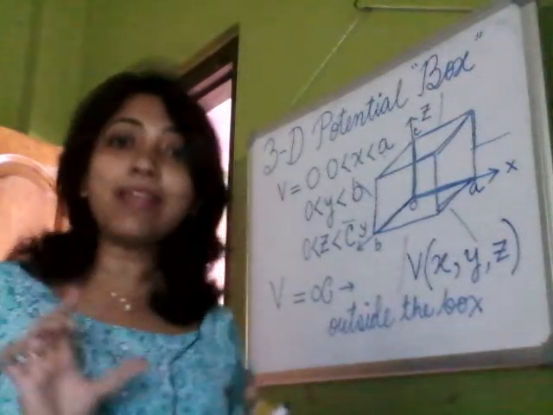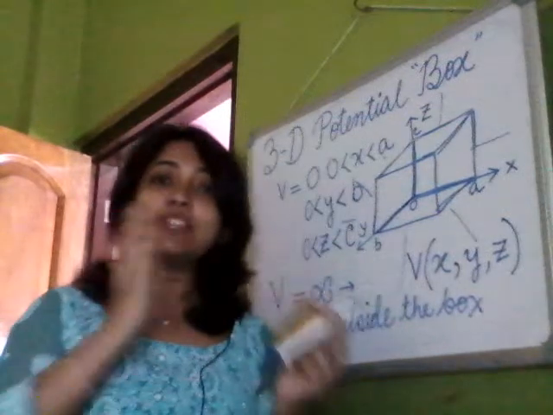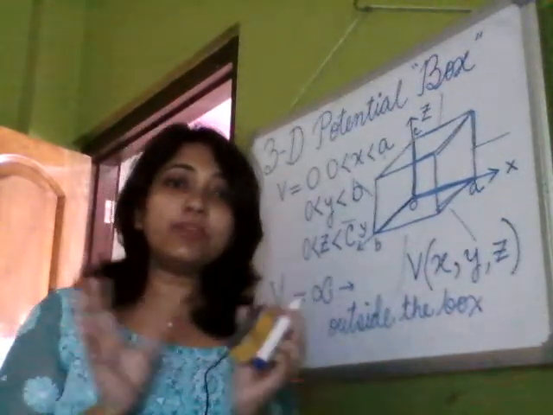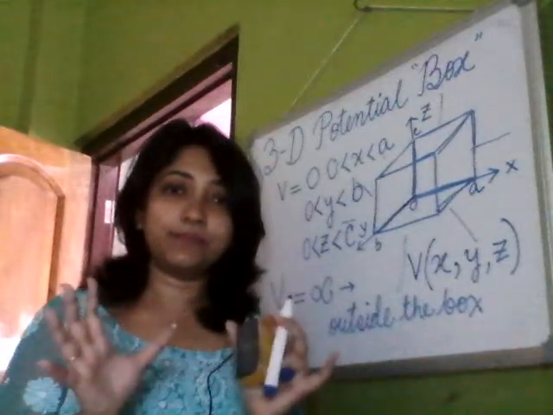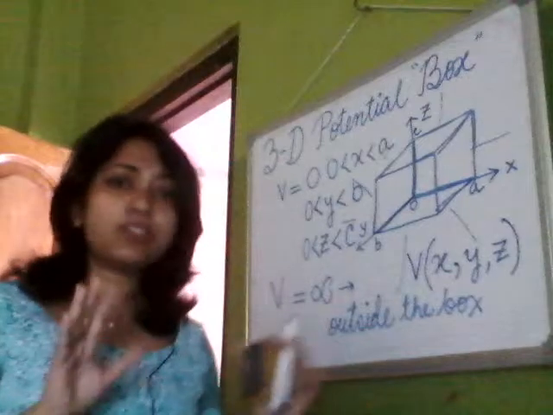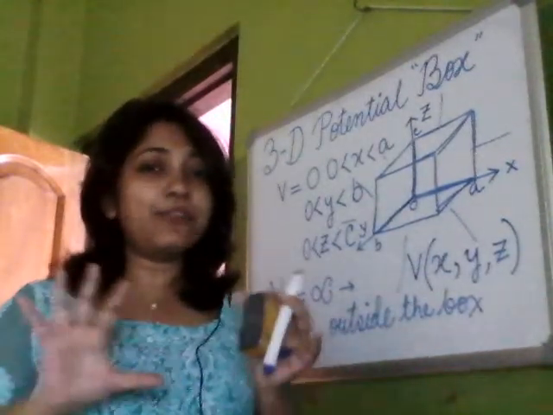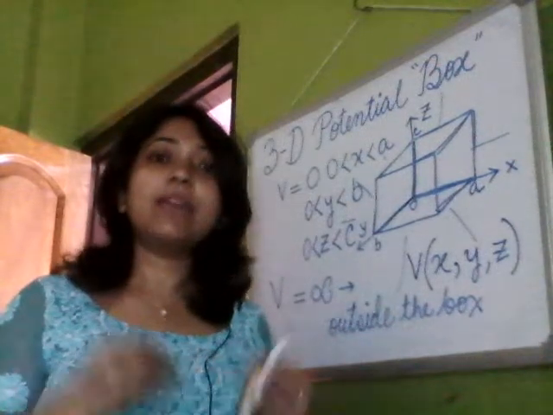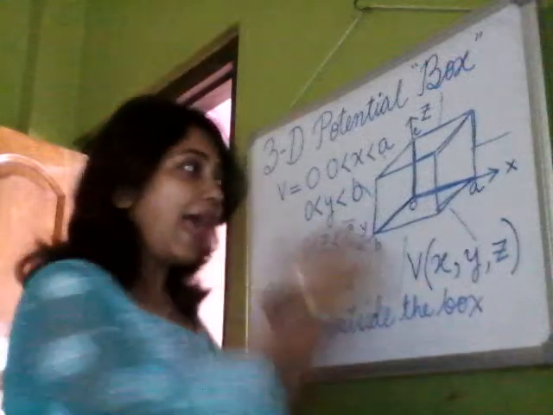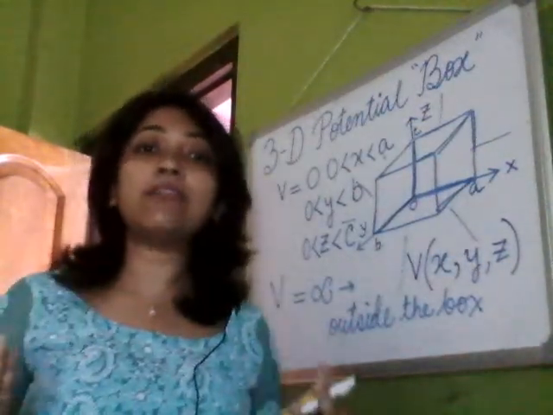It is called a box because it is as if there is a box with dimensions A, B, and C along the three axes, and the particle is only to be found within that cuboid. Because we are considering that A is not equal to B, not equal to C, this is not a cube as such. It can be called a cuboid. So it is a box within which the particle is free to move, because the potential is zero here. And outside of this box, again, we have an infinite value of potential.